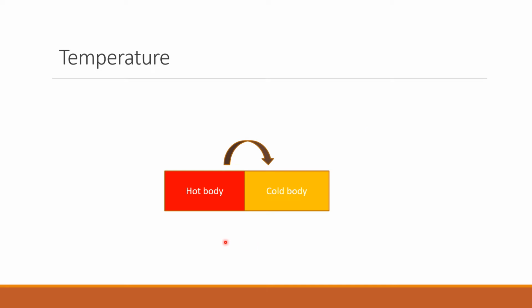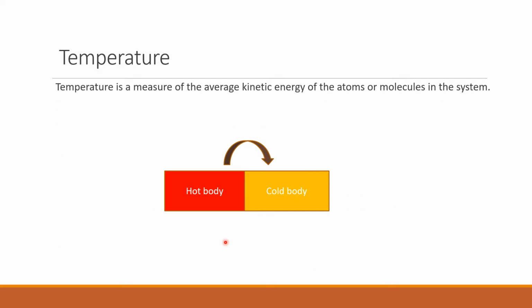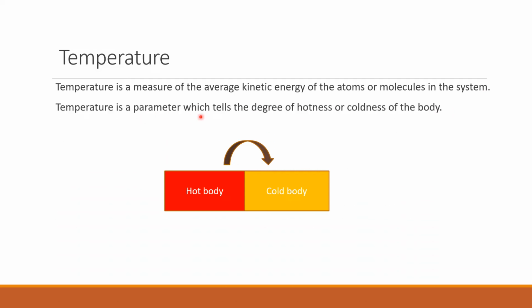A few minutes back we spoke about heat energy, which is the addition of kinetic energy and potential energy. Now let's talk about temperature, which is a measure of the average kinetic energy of the atoms or molecules in the system. In other words, we can say that temperature is a parameter which talks about the degree of hotness or coldness of the body.